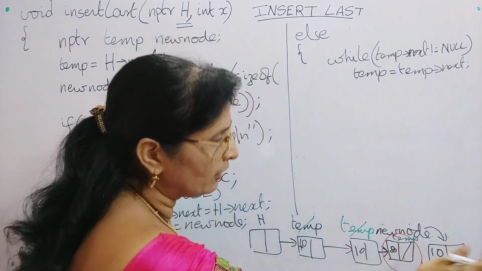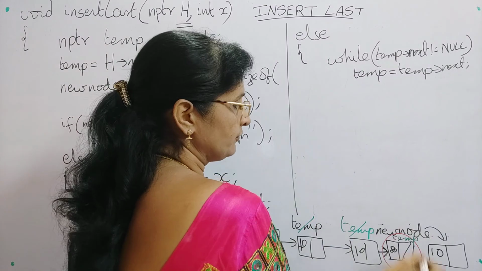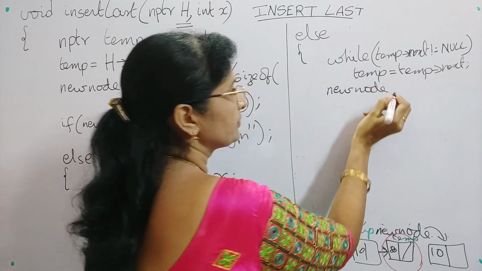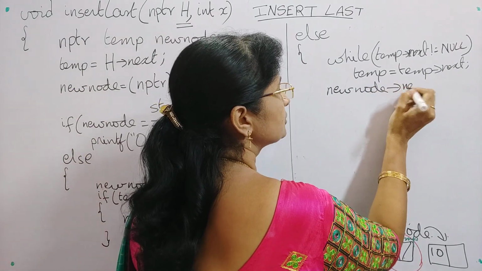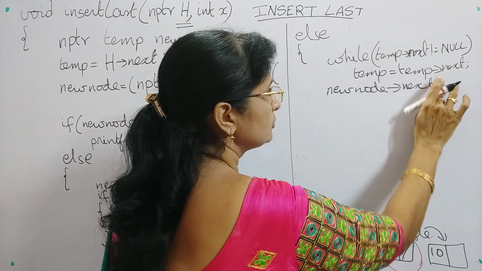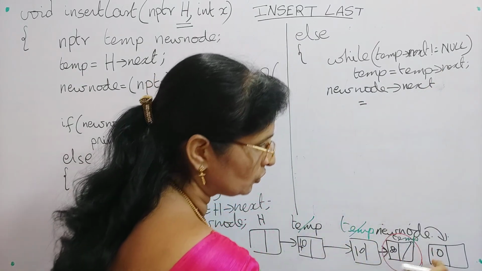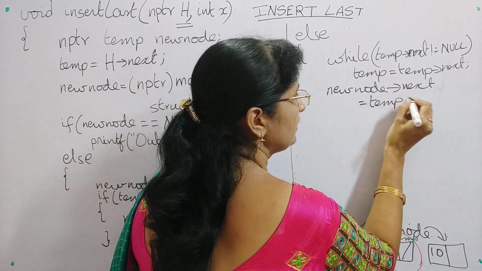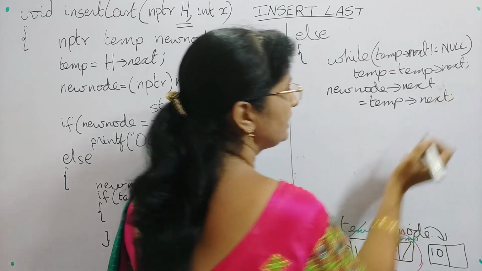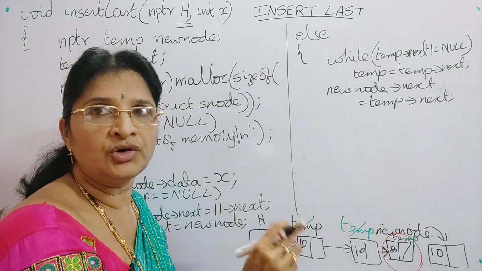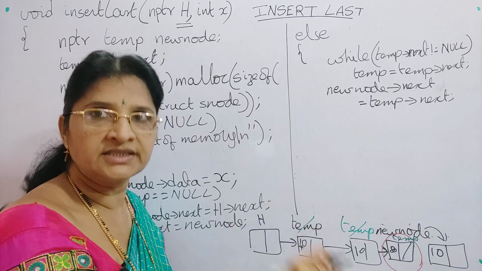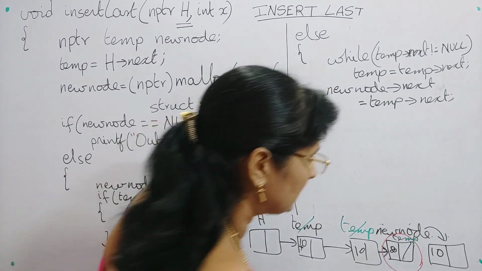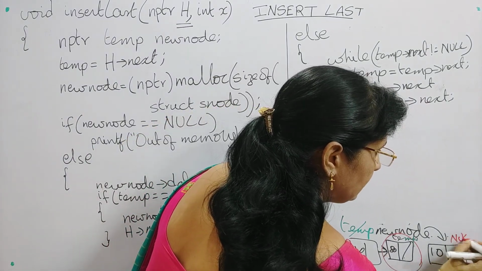After coming out of the loop, now you have to modify the links. So how can you modify? First you have to modify the new node. New node next is equal to what you have to assign? You have to assign temp next. In temp next we have null. So in the new node next we have placed null because that itself is the last node. So that means here null is placed.